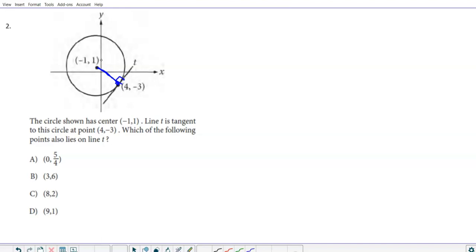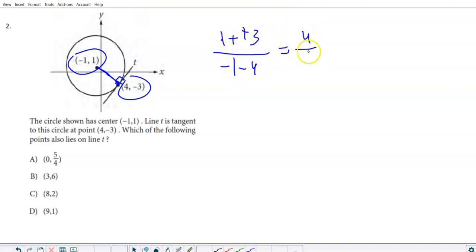So now that I have line T, if you can figure out the slope between these 2 points, right? The slope formula is y2 minus y1, so 1 minus -3 over -1 minus 4. So I get 4 over -5. I get -4/5. That's the original slope, the slope of this blue line.